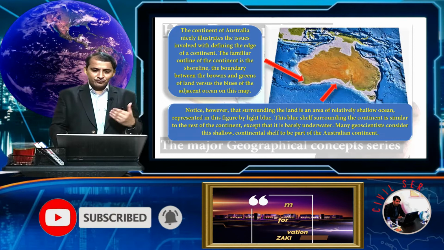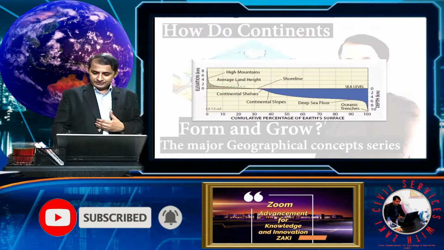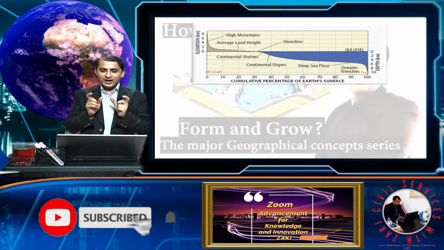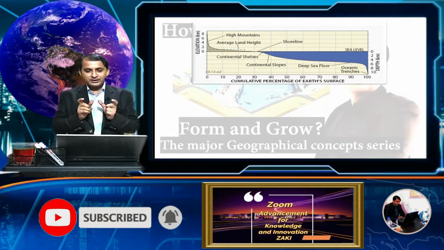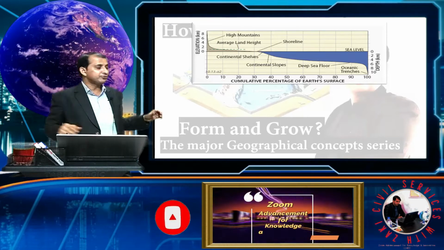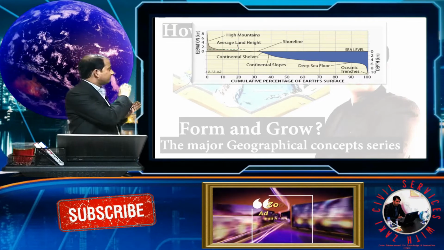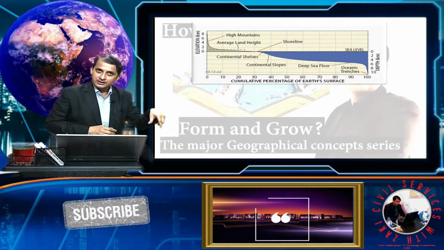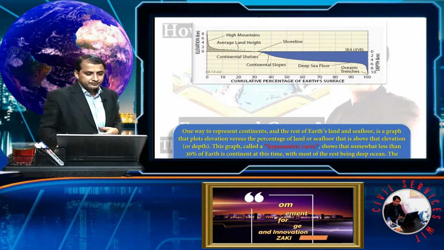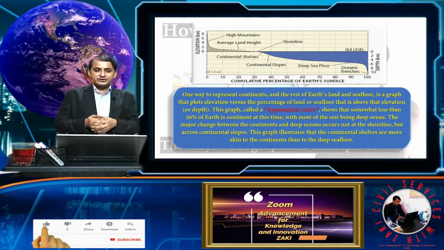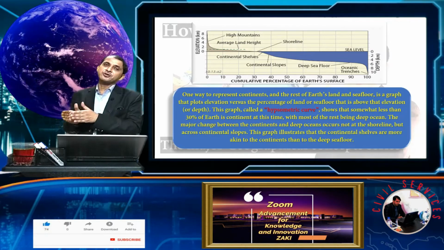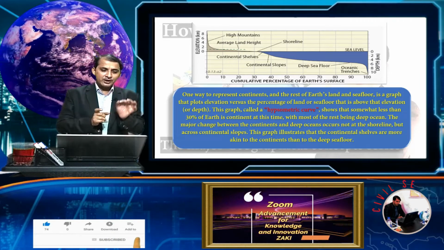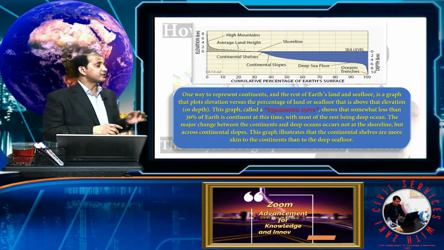So we move forward and see the surface of the Earth. If we graph a cumulative representation of the Earth's surface, this graph represents the Earth's elevation from Mount Everest to the Mariana Trench. One way to represent the continents and the rest of the Earth's landmass and sea floor is a graph that plots elevation versus the percentage of land or sea.